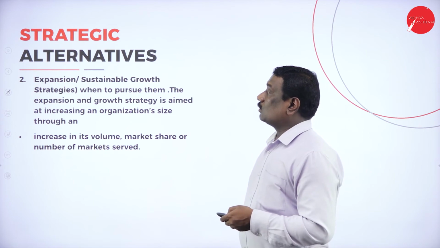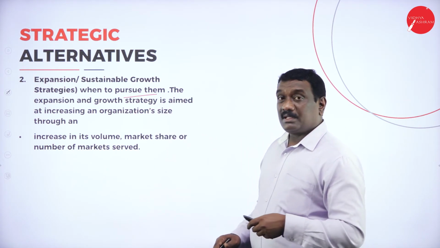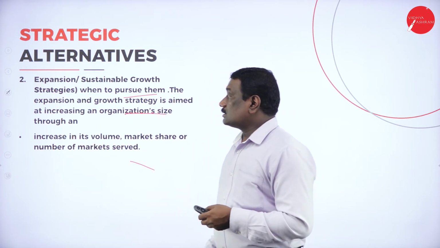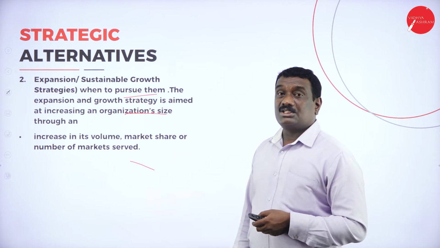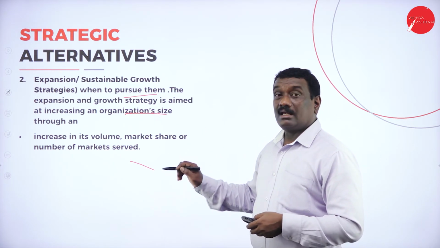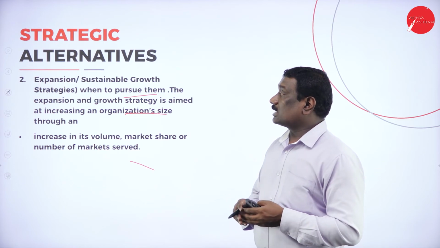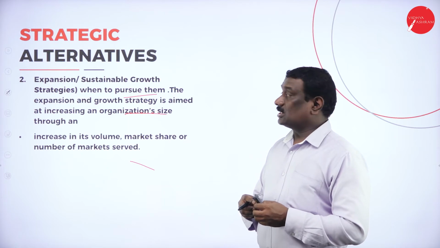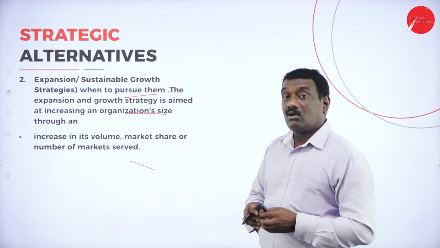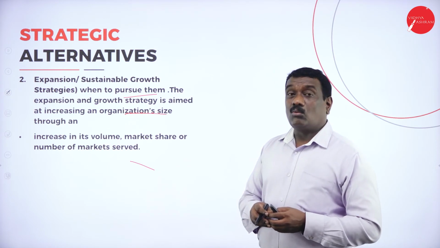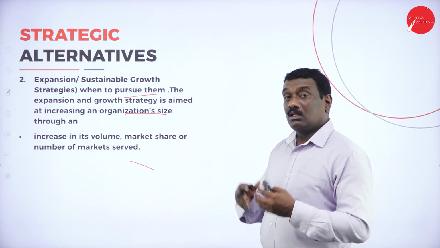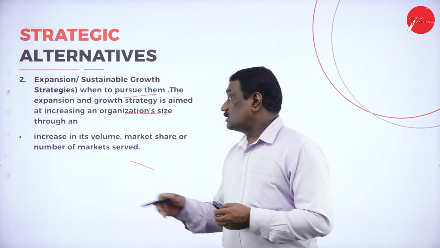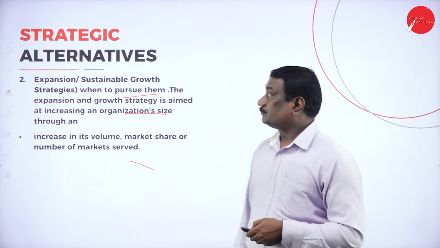Under expansion and growth, it says when to pursue them. The expansion and growth strategies can be aimed only at increasing the organization's size, that is through an increase in its volume and market share. So the companies can adopt this strategy only when they think about increasing the size of their organization, that is, through an increase in the volume of products, volume of sales, market share, as well as the number of markets which they are entering or serving.